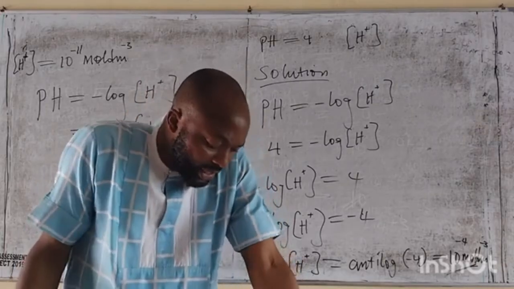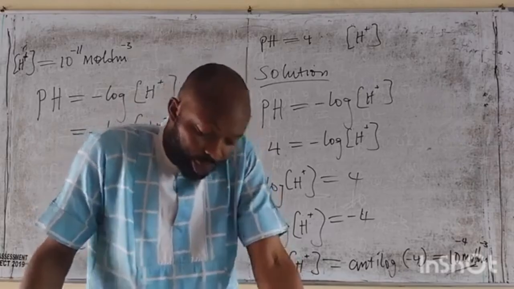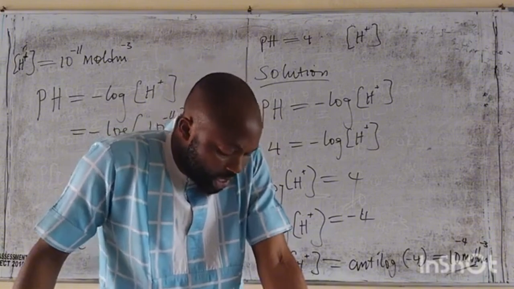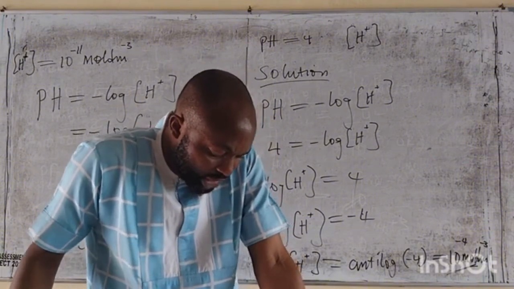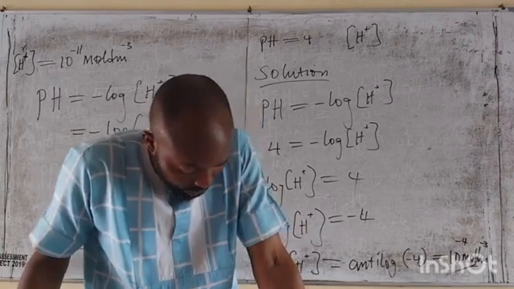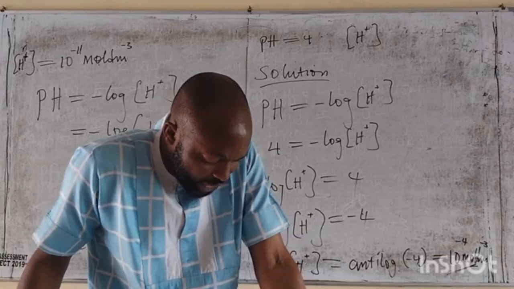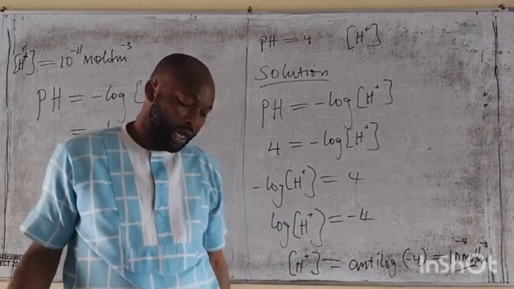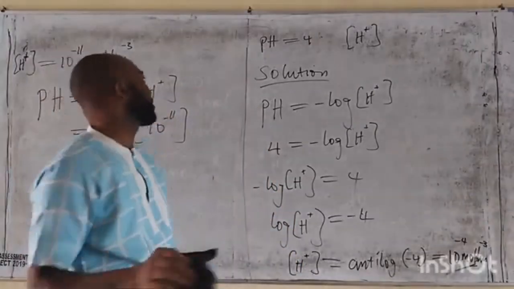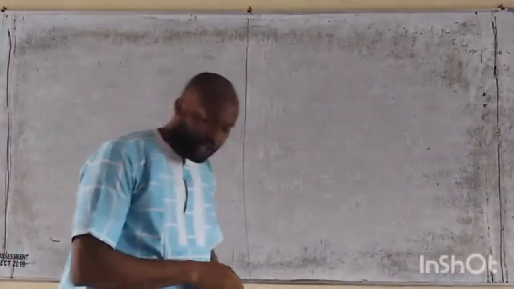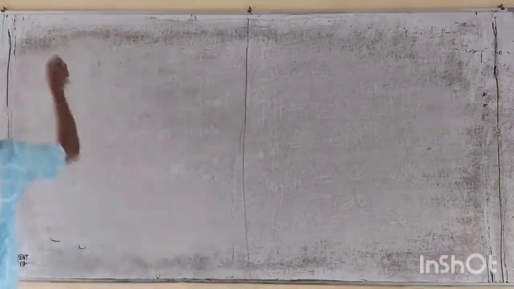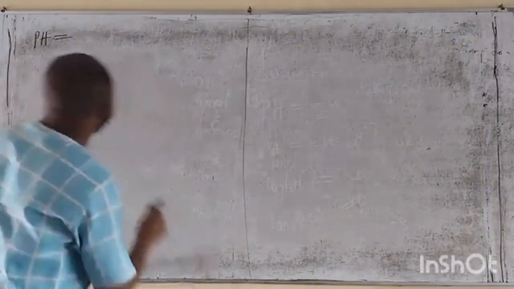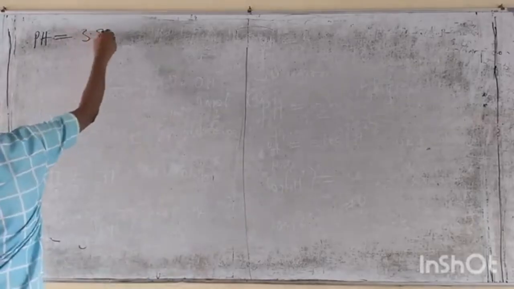Okay, question number 6 says an orange juice has a pH of 3.8. A, what is the hydrogen ion concentration in the juice? B, what is the hydroxide ion concentration in the same juice? An orange juice. So let me start. An orange juice has a pH of 3.80.